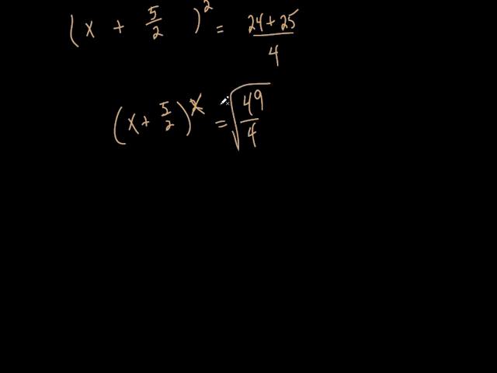So square root, put a plus or minus in front of it. Let's see what we get. We get x equals, what are we going to do to this 5 halves? It's plus 5 halves. How do we get rid of something that's being added? We subtract 5 halves. So I'm going to put minus 5 halves, plus or minus. Now let's figure out what this is. What's the square root of 49 and what's the square root of 4? 7 over 2. And you can leave your answer just like that.